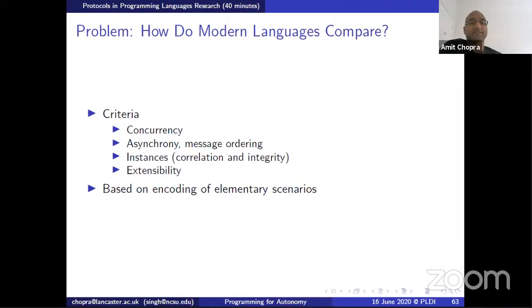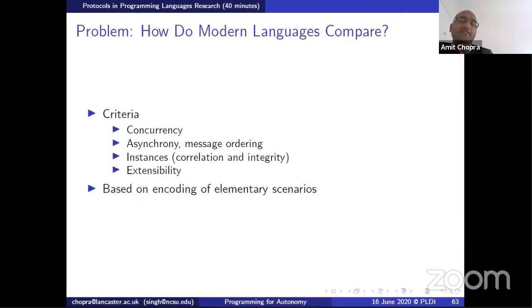And extensibility is the idea of whether a protocol language supports an agent enacting multiple protocols at the same time and interleaving the messages from all those protocols. If a protocol language is such that complying with one protocol rules out compliance with the other protocols, then it is not extensible.